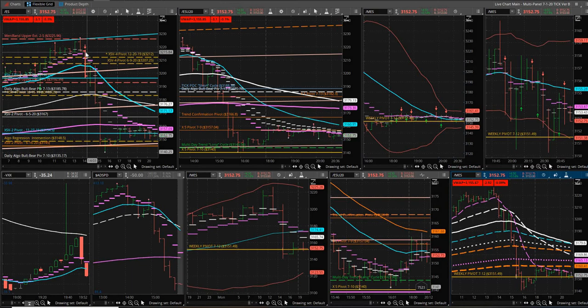The rule is real simple. When price is above the matrix pivot, you only have two choices. You're either long or you're flat. When price is below the matrix pivot, you only have two choices. You're either short or you're flat. Long above, short below, or flat.